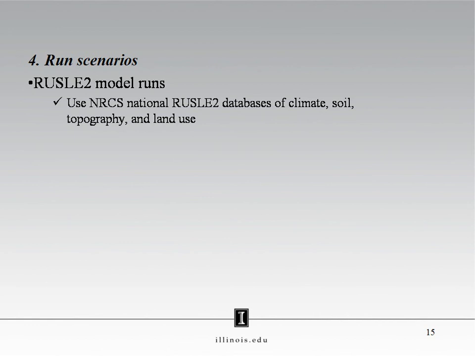Finally, we ran scenarios using the two models. RUSLE2 scenarios were run by selecting county-specific information, for example, county name and location, soil type and topography, and representative management practice from the list of options provided by the modeling aid. RUSLE2 has a very solid national database of climate, soil, topography, and land use.